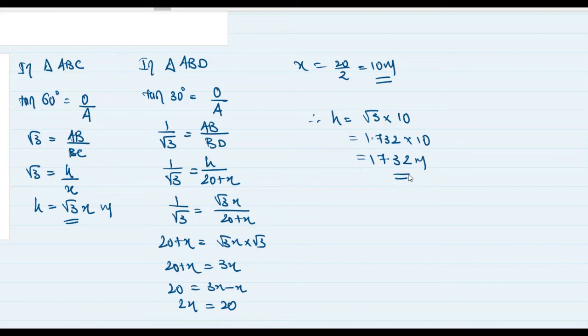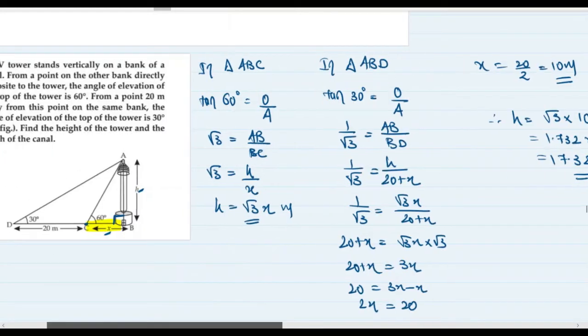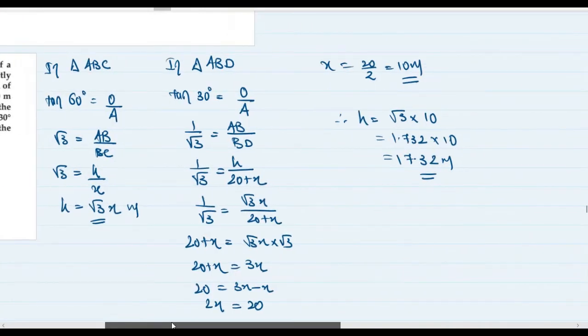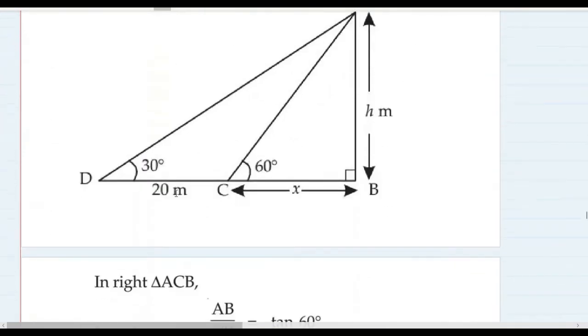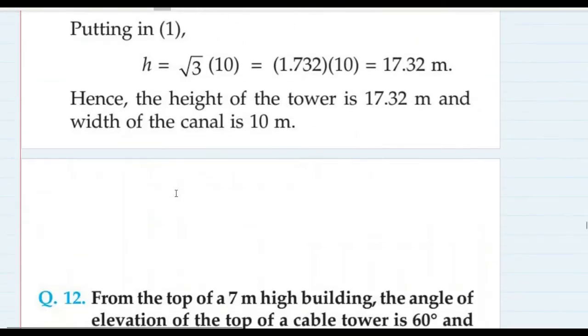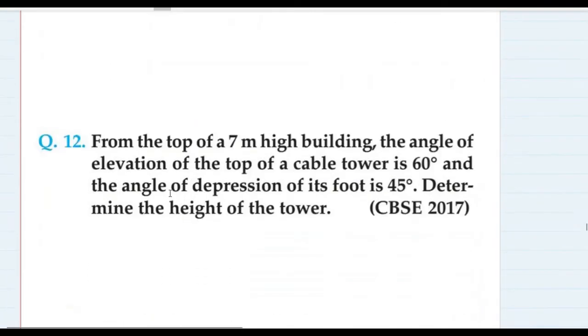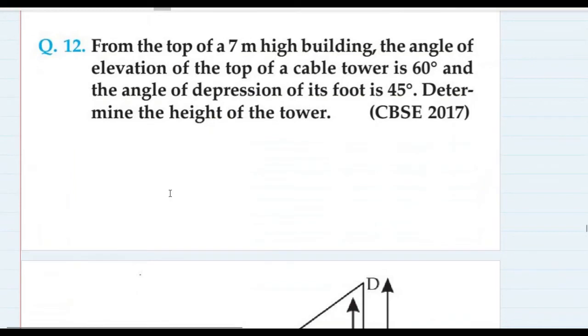Simple. Right? So, yes, a little complicated question again, because you have two triangles in which you applied trigonometry and found the missing values. Let's check the answer. Okay, so the height of the tower is 17.32 meters and the width of the canal is 10 meters. Absolutely correct. Let's go to the next question.